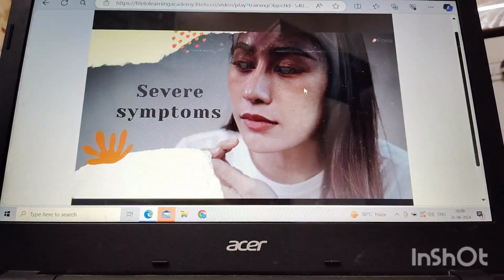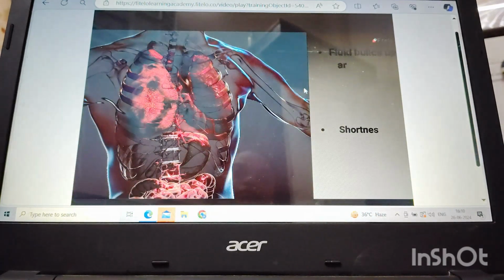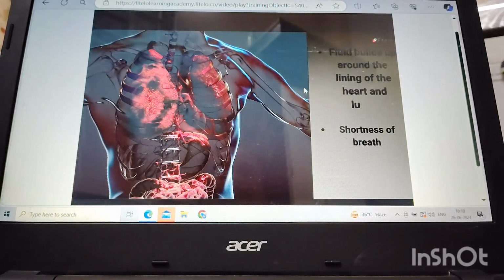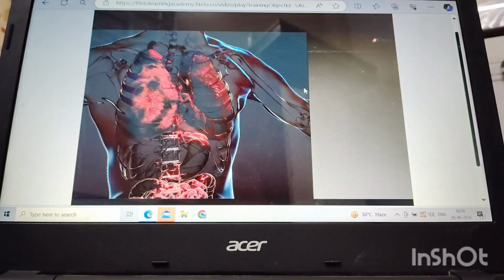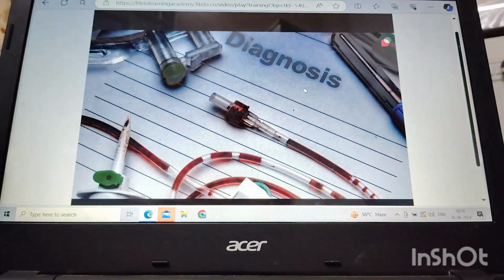Now, we will discuss the severe symptoms a client may experience such as fluid build up around the lining of the heart and lungs. Shortness of breath. The last symptom is hematuria, that is blood in urine. So in these conditions, always connect with your doctor.